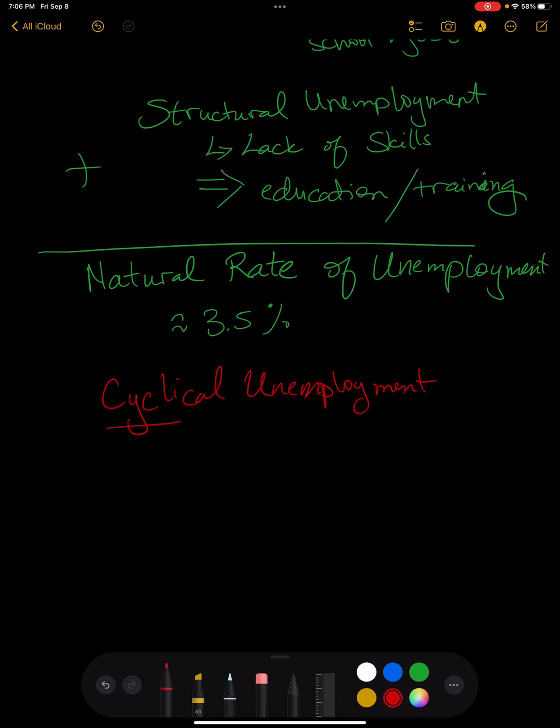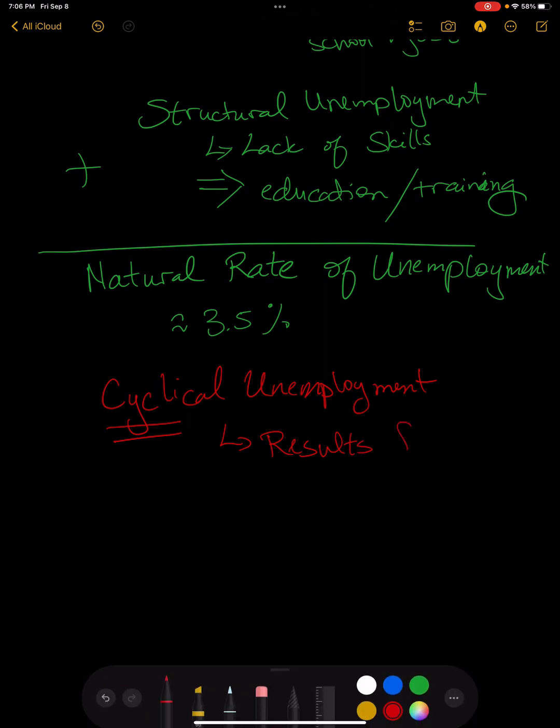Cyclical, where the root word there is essentially cycle. This is unemployment that results from the business cycle. In other words, it's resulting from a recession or an upcoming recession.